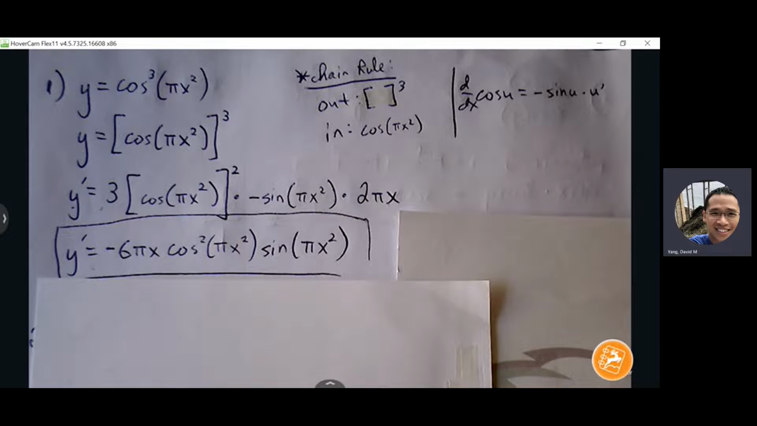I do want us to practice interchanging between these two. This is a great form for our derivative process, but this is the form that they're going to show at the end of the problem on the exam if they're looking at multiple choice.